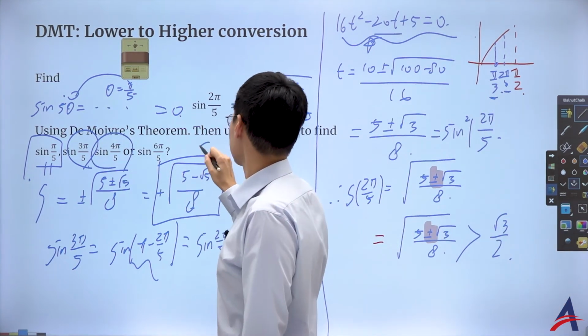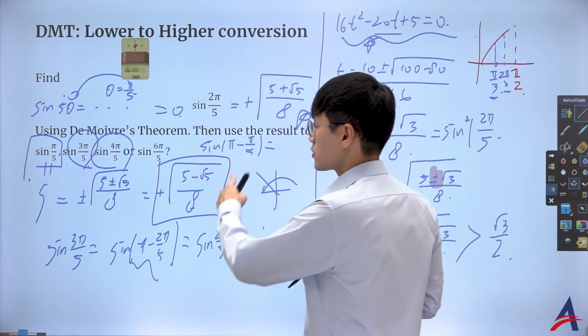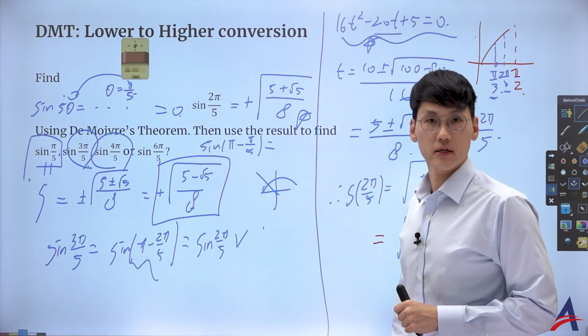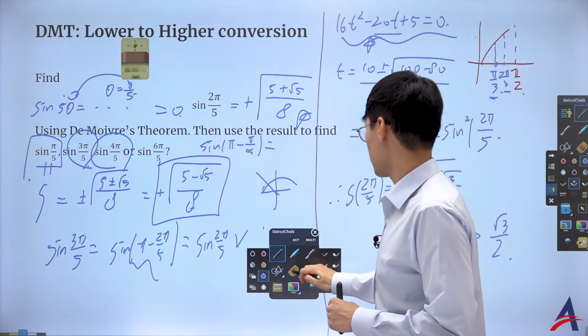What would you do, my friend? That's going to be sine of pi minus pi over 5. So that's actually going to be the same as the positive and negative, right? And if you look at sine 6 pi over 5, what would you do? Using the reference angle once again.